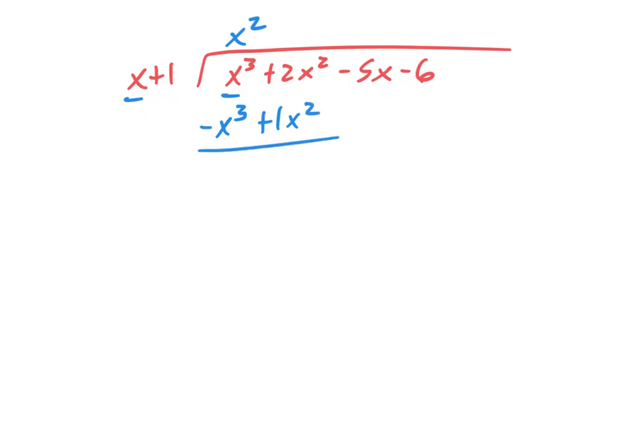And then I'm going to change, don't forget to change your signs. That's probably the most common mistake that we forget to do here. We forget to change our signs. What that does is that makes those x cubes disappear. And then 2 plus negative 1, or 2 minus 1, however you want to think of it, would just be 1x squared.